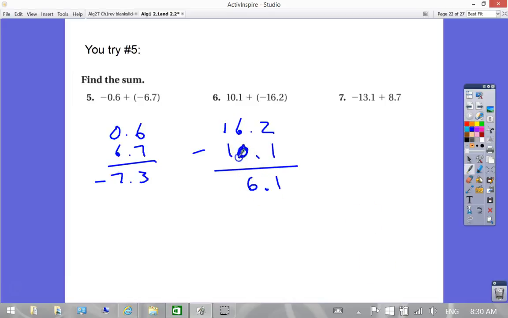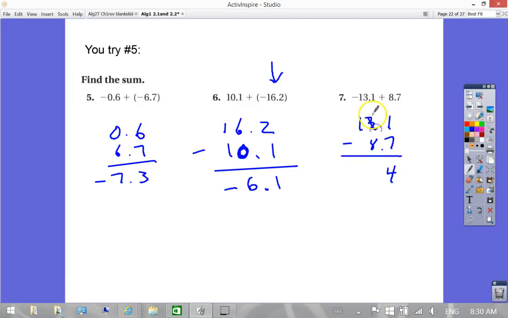That was a 10. And because the bigger absolute value was actually the 16.2, that means it's negative 6.1. And how about on the last one? Same deal. It would have been nice if they gave us one that was actually the opposite, but they didn't. So negative 13.1, positive 8.7, subtract the bigger minus the smaller, and then keep the sign of the bigger. 11 minus 7, 4.